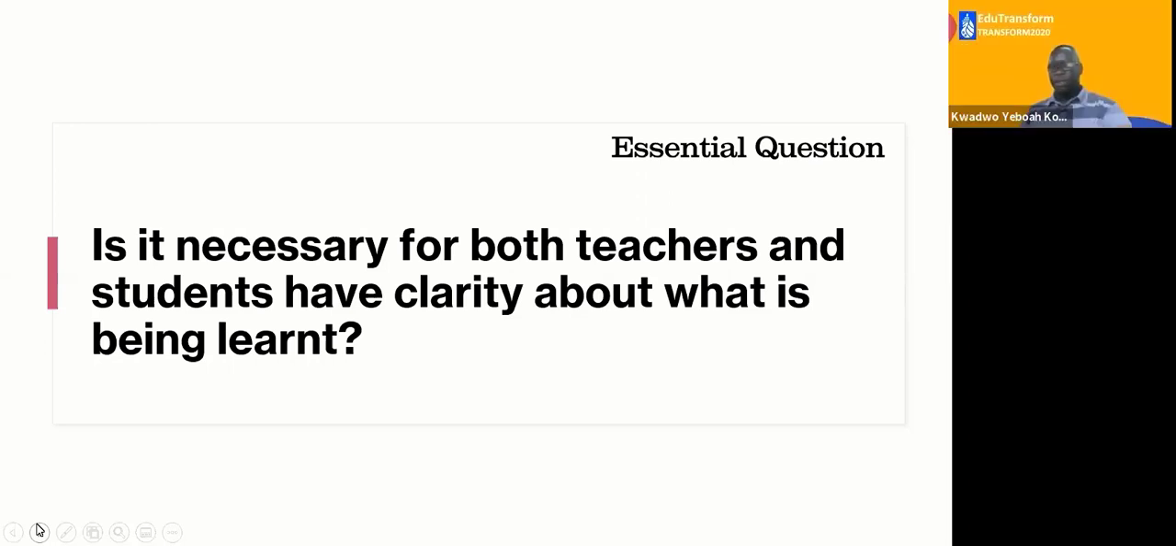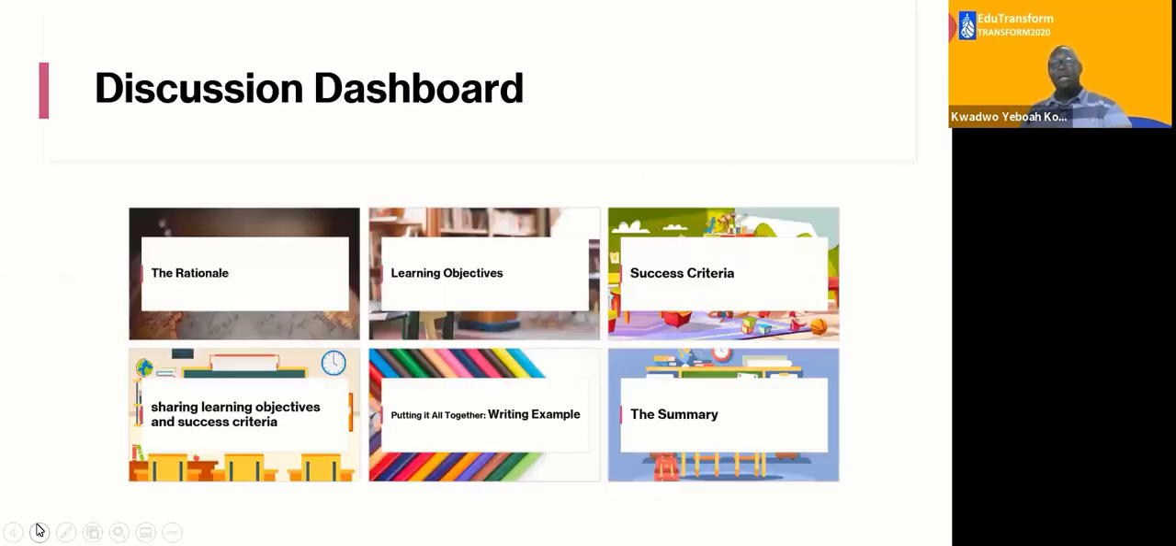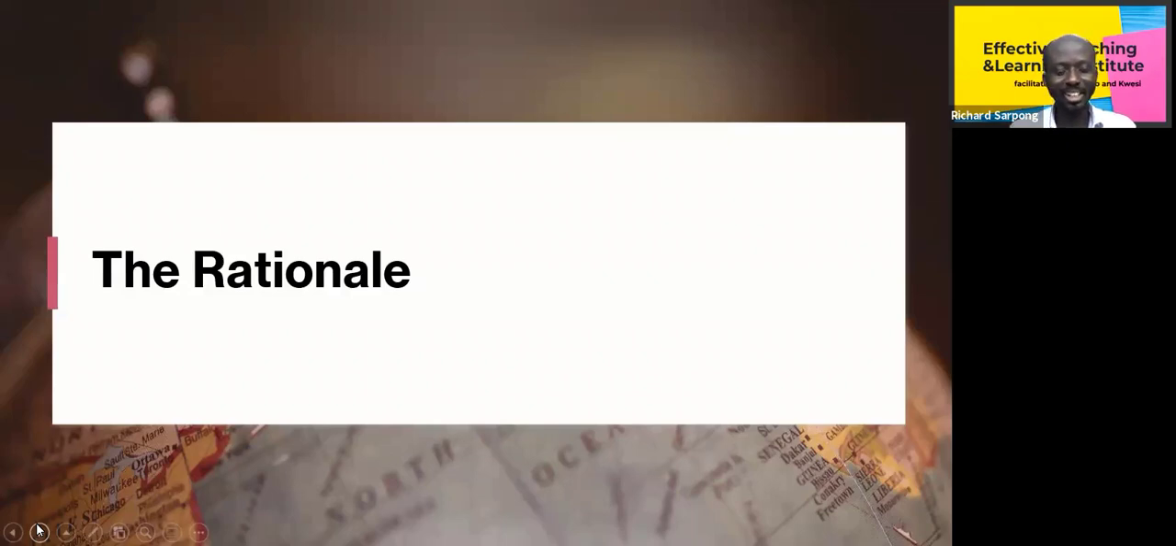All right. Thank you very much for that clarity on what we seek to do. What would you say is the rationale for having an objective? Right. So when we talk about the learning objectives or the success criteria, these are two very important things. You cannot just do one and leave the other; they go together.